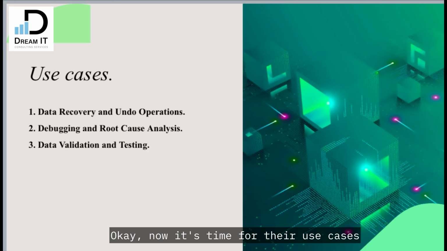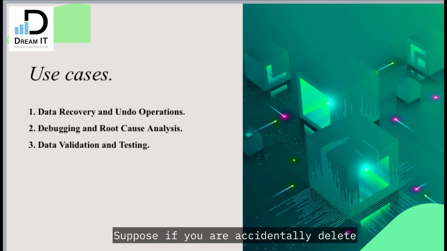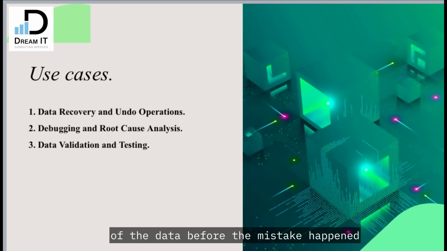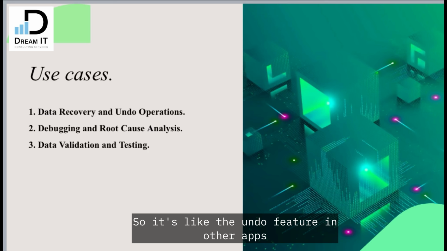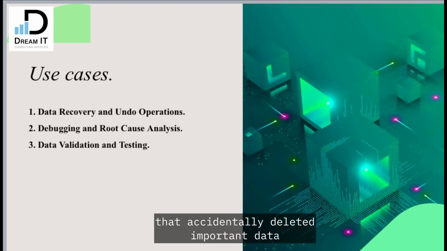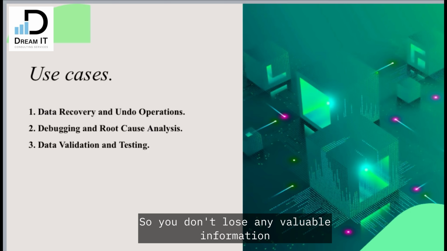Okay, now it's time for the use cases, and the very first one is data recovery and undo option. Okay, let me explain this to you. Suppose you accidentally delete or change something important in your data set, and you can go back in time to a version of the data before the mistake happened. So it's like the undo feature in other apps. Let me give an example. Imagine you ran a command that accidentally deleted important data. With time travel, you can easily go back and restore the data to how it was before the mistake, so you don't lose any valuable information.